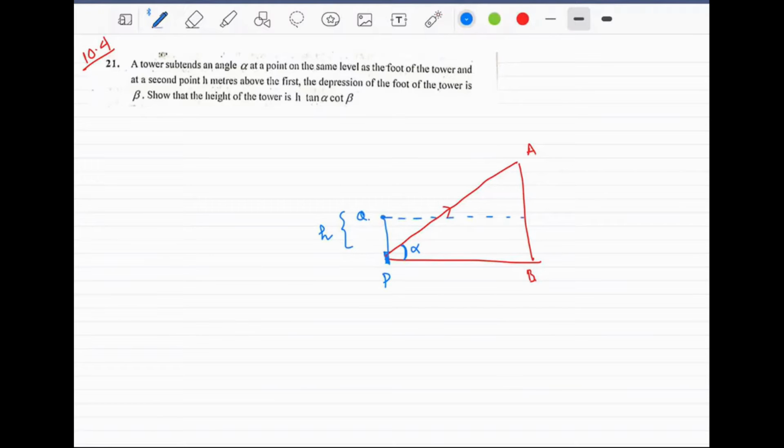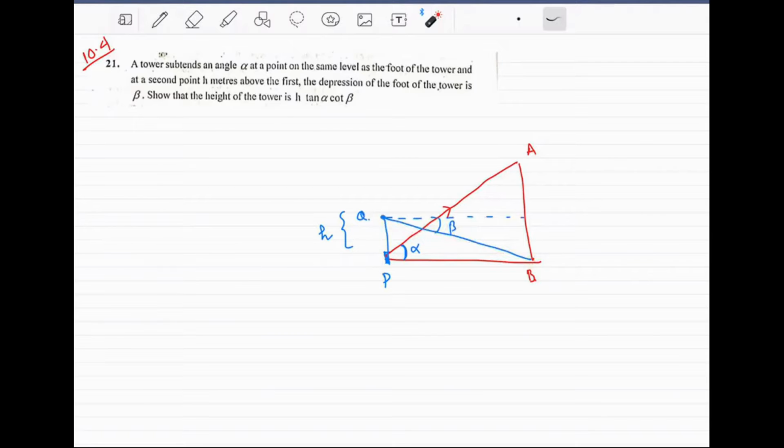And we are looking down at the foot of the tower like this. How much is the angle of depression? The angle of depression is beta. This is beta, so make this as beta. Okay, I'm going to explain it once again. If you don't understand it right now, it's fine. The depression of the foot of the tower: we are looking down from the point Q to the foot of the tower, and the angle of depression, this angle right here, is how much? Beta.